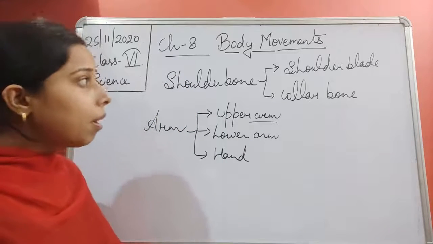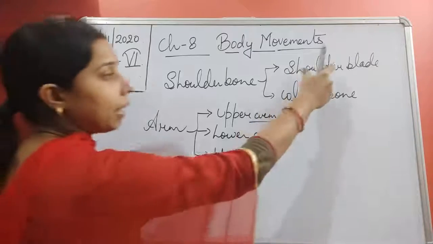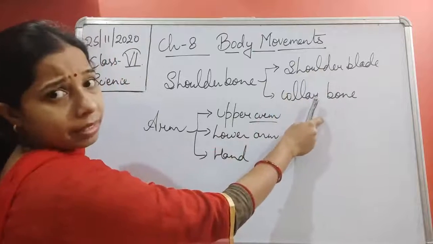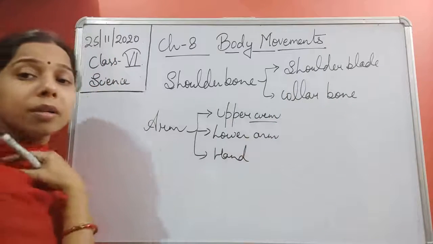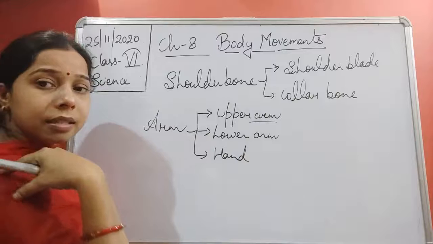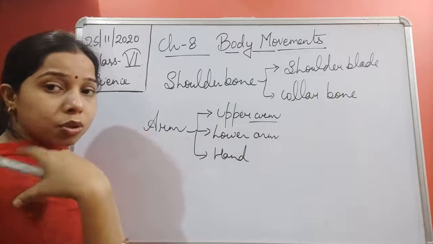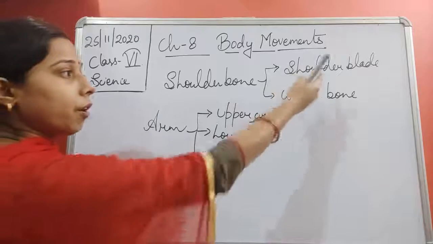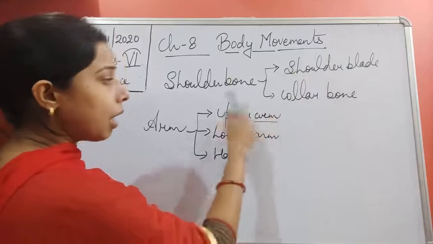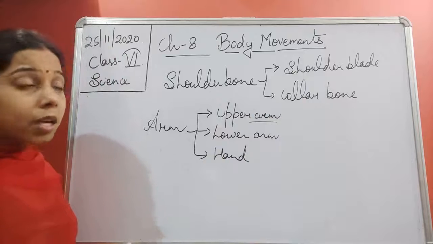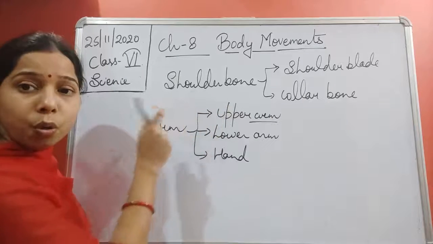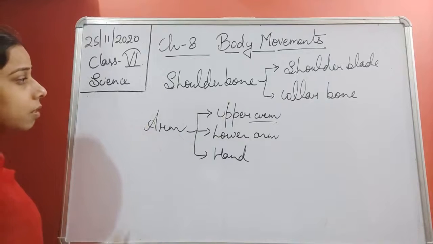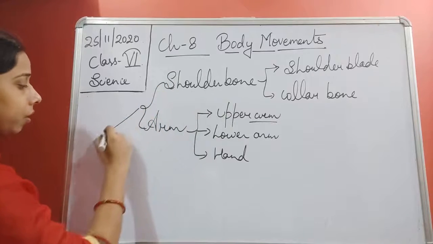The upper arm is basically attached to the shoulder blade, and the shoulder blade is attached to the collarbone. The collarbone is here, students, and this is the shoulder blade. The shoulder blade and the collarbone are attached together, and our arms are attached to the shoulder bone, and the kind of joint they have is the ball and socket joint.